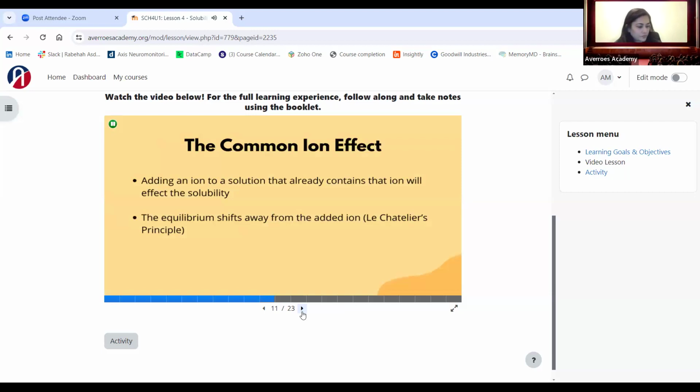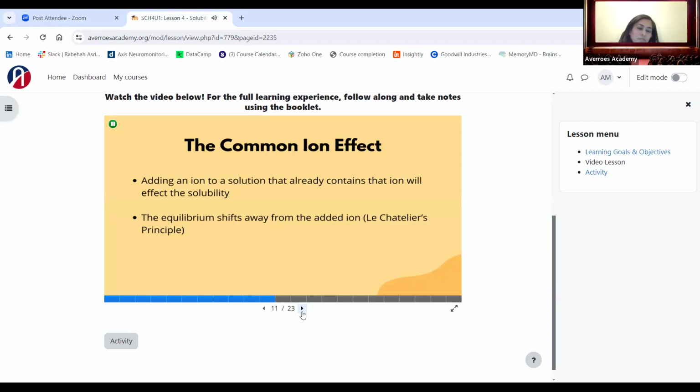So the common ion effect. When equilibrium exists in a solution involving ions, the equilibrium can be shifted by dissolving into the solution anything else that adds more ions, adds a common ion, or any compound that reacts with one of the ions already in the solution. Okay, so adding an ion to a solution that already contains an ion will affect the solubility. And how so? Well, the equilibrium will shift away from the added ion. Remember Le Chatelier's principle.